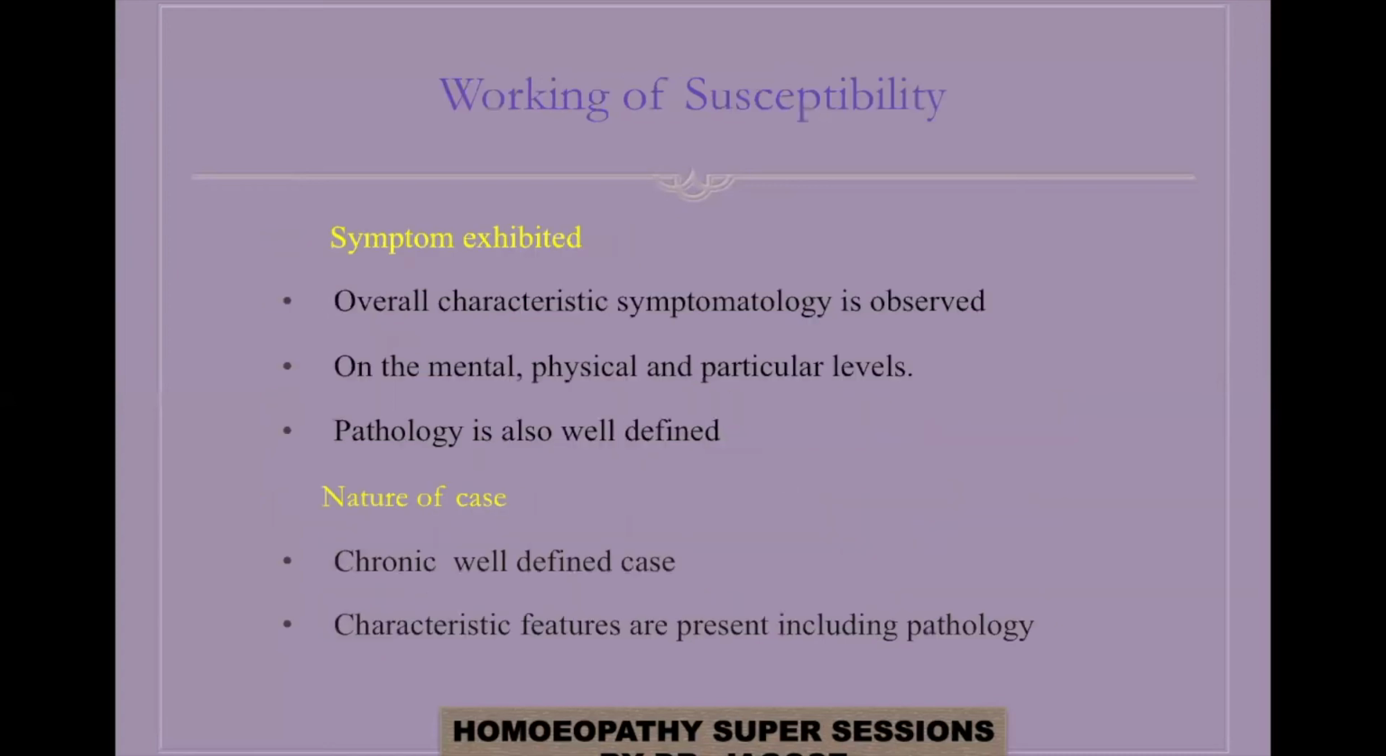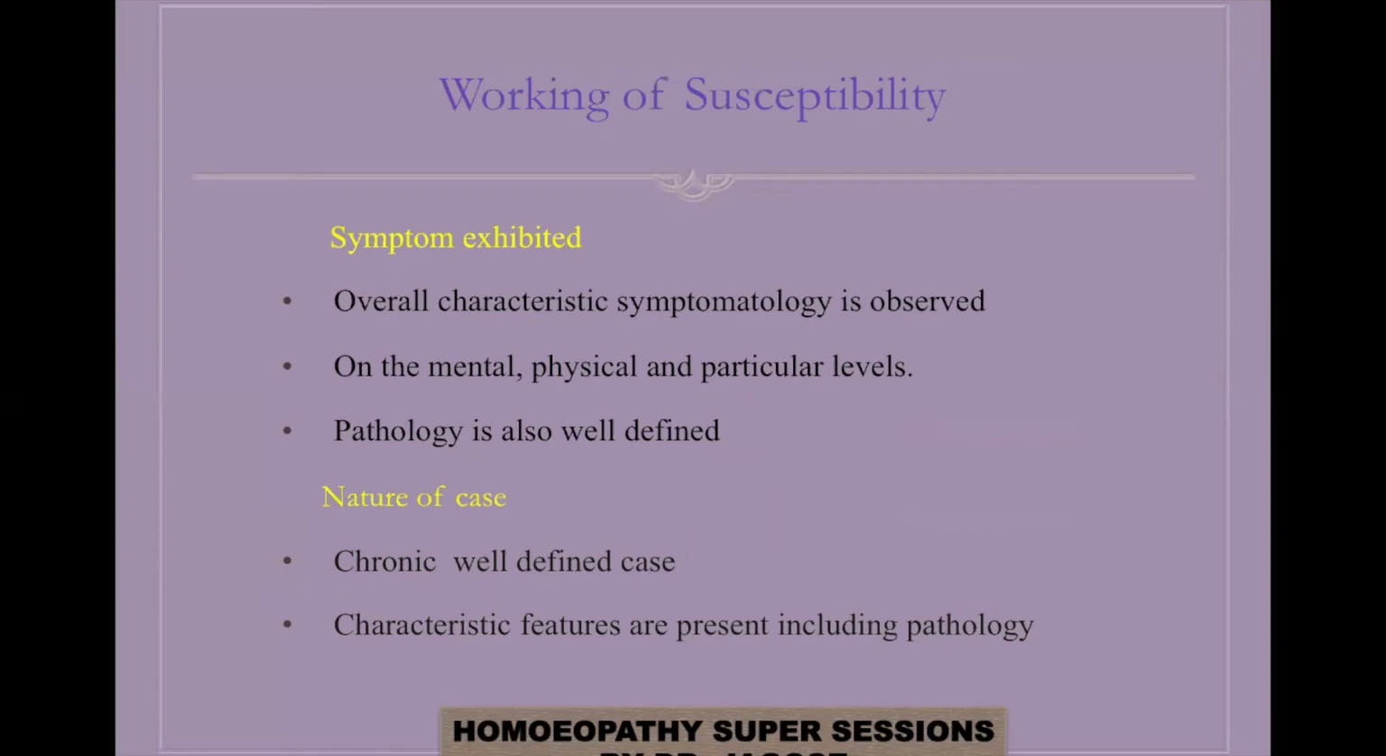So now let us see in this case, how do we work out the susceptibility? As I told you, we have to work it out on those 7 points, and we have to come to a conclusion on the summation of all these 7 points. So the first point was symptom exhibited.